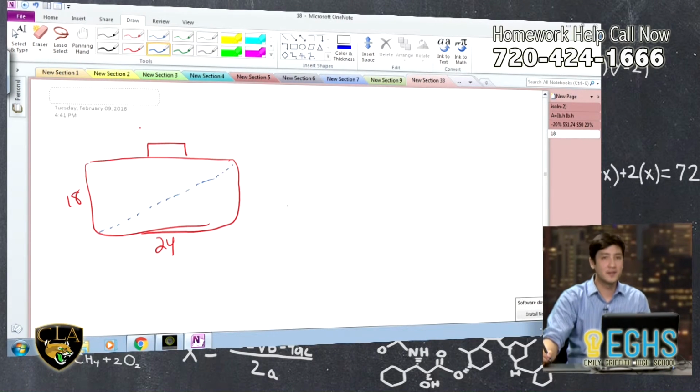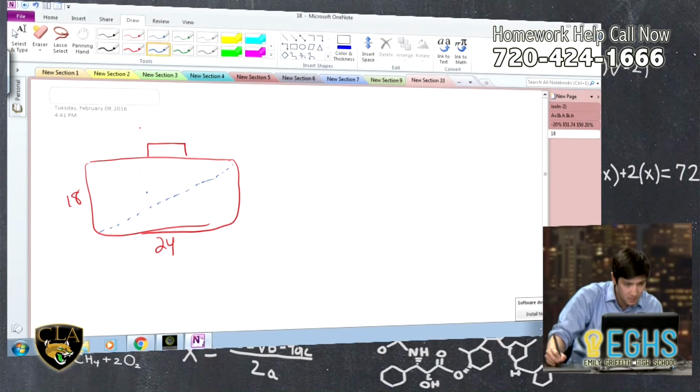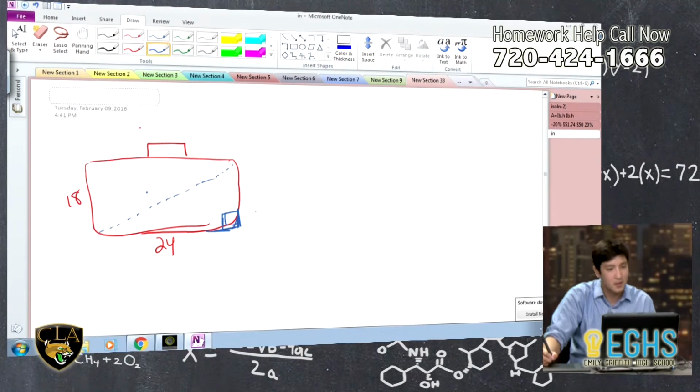So we have a suitcase. Most suitcases are rectangular, and I think this said it was rectangular. So really what we have here is a kind of right triangle. Let me fix that a little bit. And because it's rectangular, we know these sides are all the same. So really what we're doing is we're trying to solve for this diagonal. I'll call it D. With a right triangle, we're going to think about Pythagorean theorem.